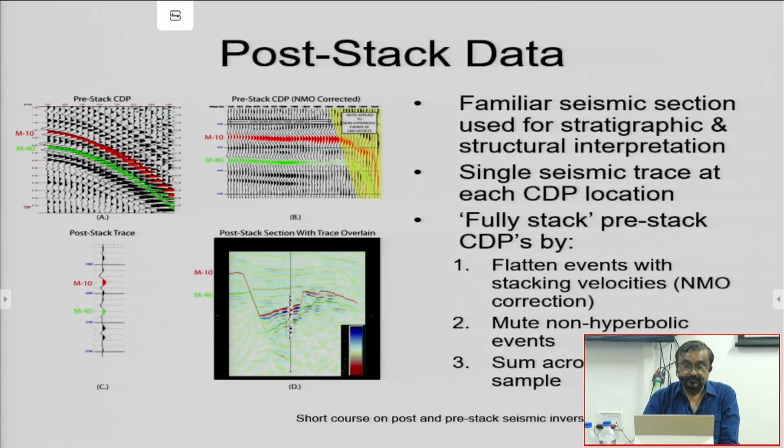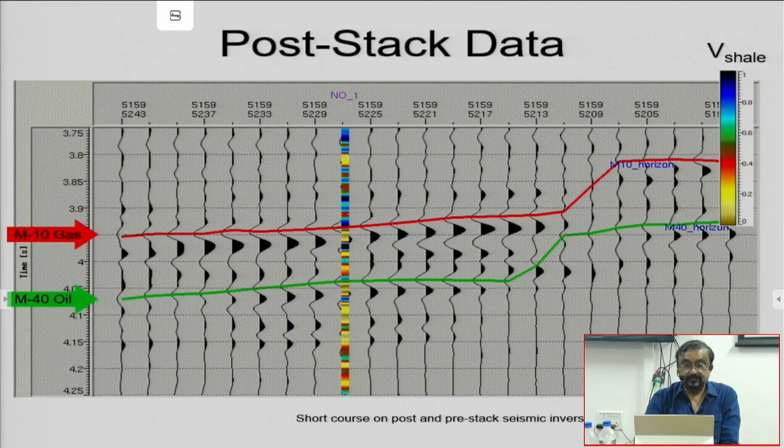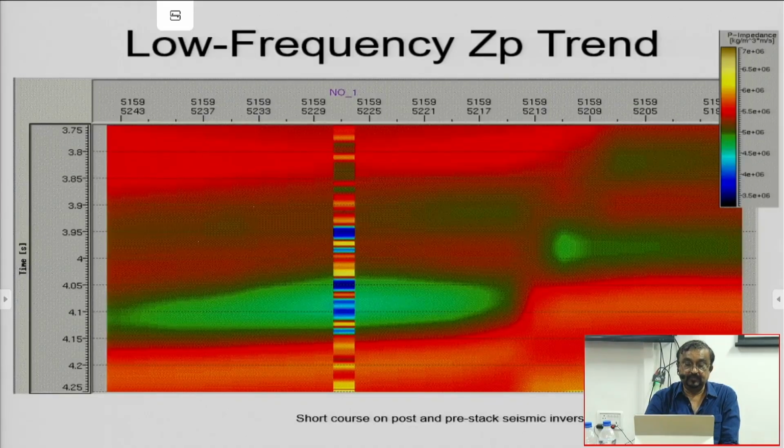So now I'm going to talk about real data. Here what we have is your post-stack data from a 3D volume. I'm only showing every 10th or 100th CDP along a line. This is the horizon, these are the horizons that were picked, and here is the well location. Using this, I generate a low frequency acoustic impedance model.